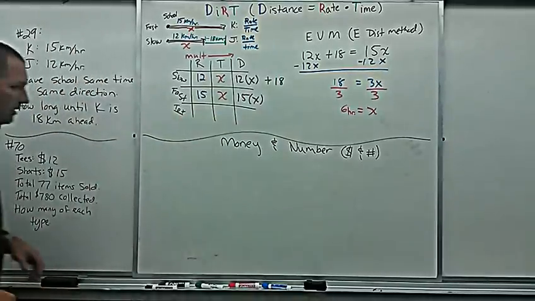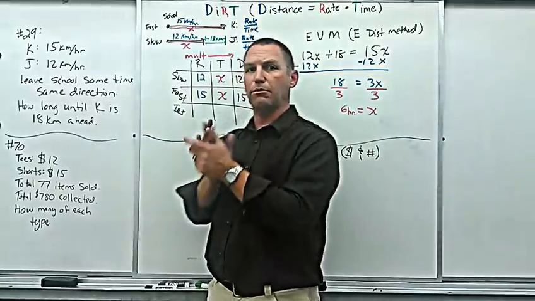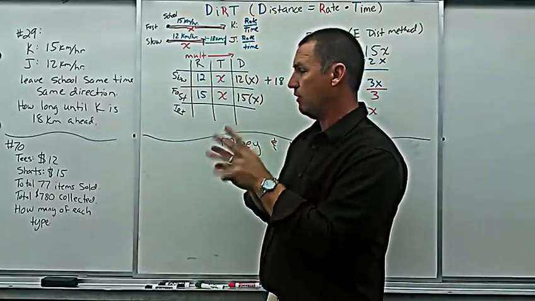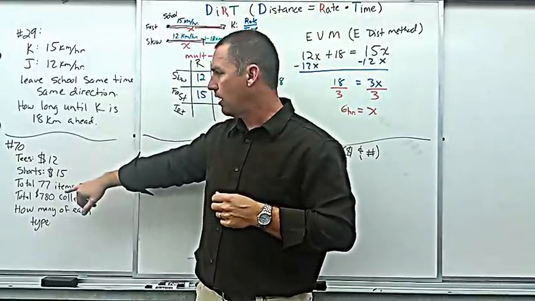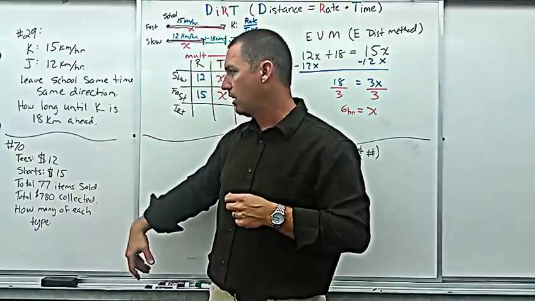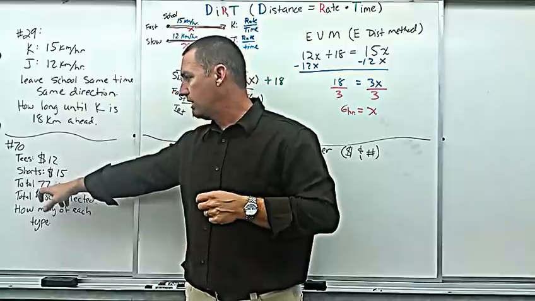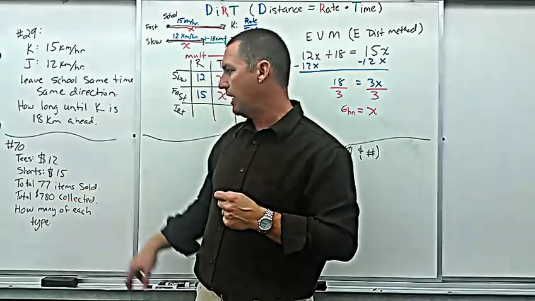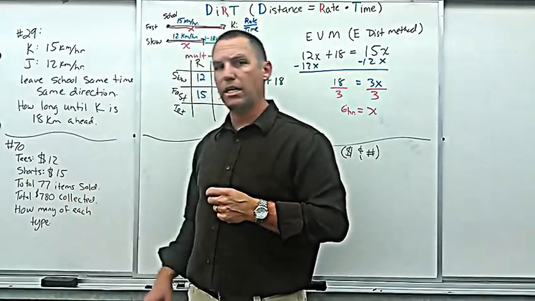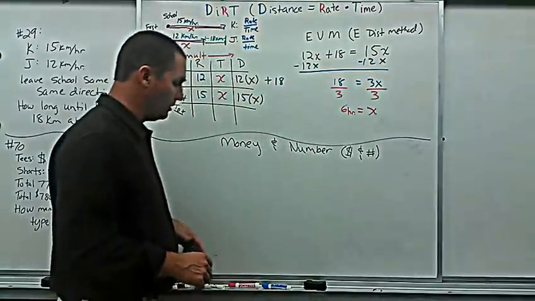Okay, now let's take a look at the adding money and number problem. It's like number 70 from your classwork, or from your homework last night. So that one, we were selling some t-shirts. They were $12. We were selling some shorts. They were $15. We sold a total of 77 items. The total amount that was raised was $780. And they want to know how many of each type we collected, or how many we sold.